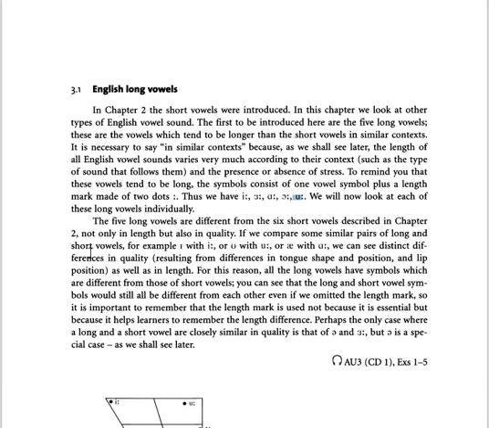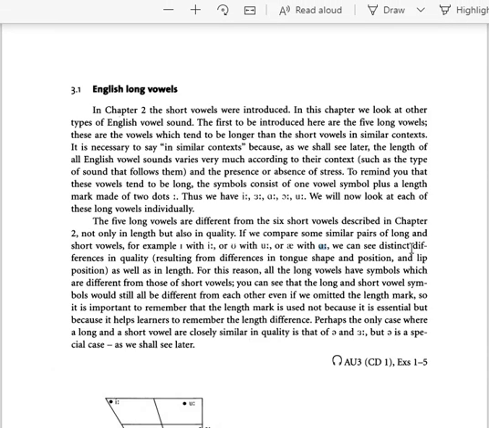The 5 long vowels are different from the 6 short vowels described in Chapter 2, not only in length but also in quality. If we compare some similar pairs of long and short vowels, for example, short vowel E with long vowel E, or short vowel U with long vowel U, or A with long vowel A, we can see distinct differences in quality resulting from differences in tongue shape and position, and lip position, as well as in length. For this reason, all the long vowels have symbols which are different from those of short vowels.